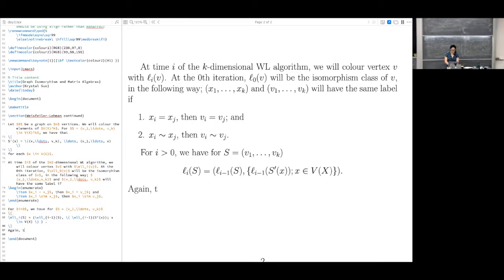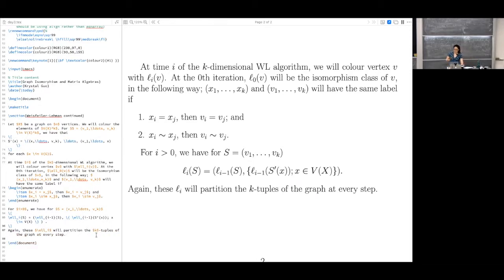And again, these labels that we're assigning, these L sub I, will partition the vertices of the graph at every step. At the 0th step, you just partition with respect to the, sorry, not the vertices of the graph, the k tuples. And again, it will terminate at some equitable partition that we're not going to specify. But this will definitely terminate when it gets to singletons. So this will terminate and output some partition of the graph.